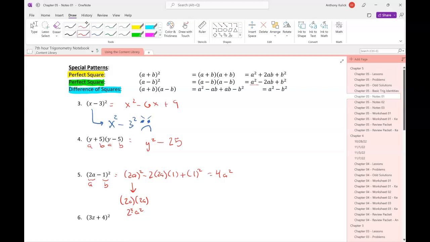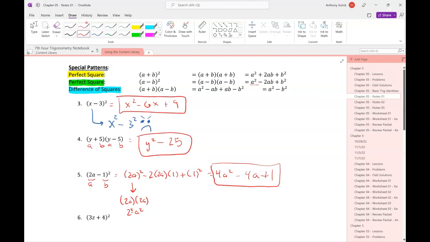Exponents can be applied across multiplication and division. It's not really distributing, though, because when we say distributive, we're always talking about across addition and subtraction. Anyways, and then negative 2 times 2a times 1 is just negative 4a, and then 1 squared is 1. So I wrote out a little extra step there, just so I could show you guys that 2a squared is really 4a squared, right?